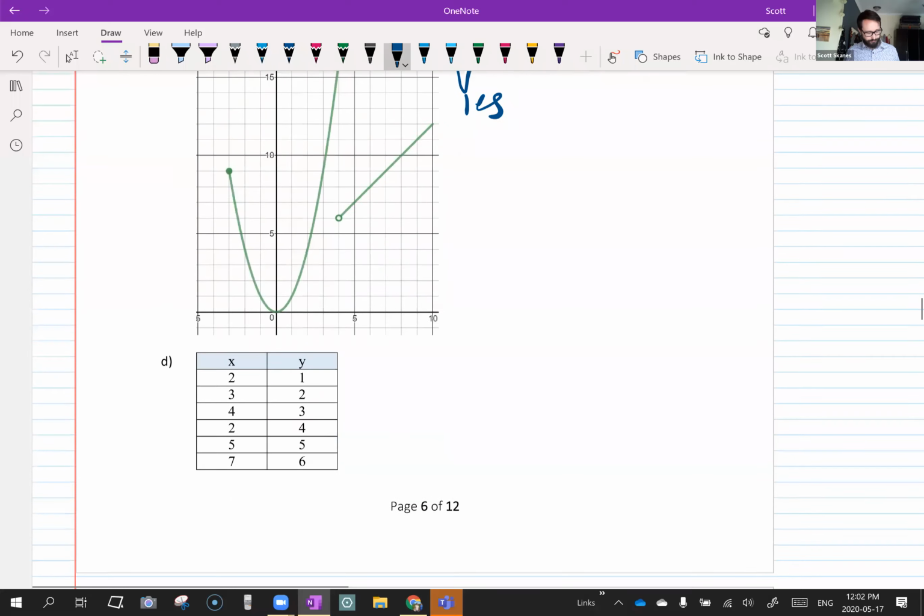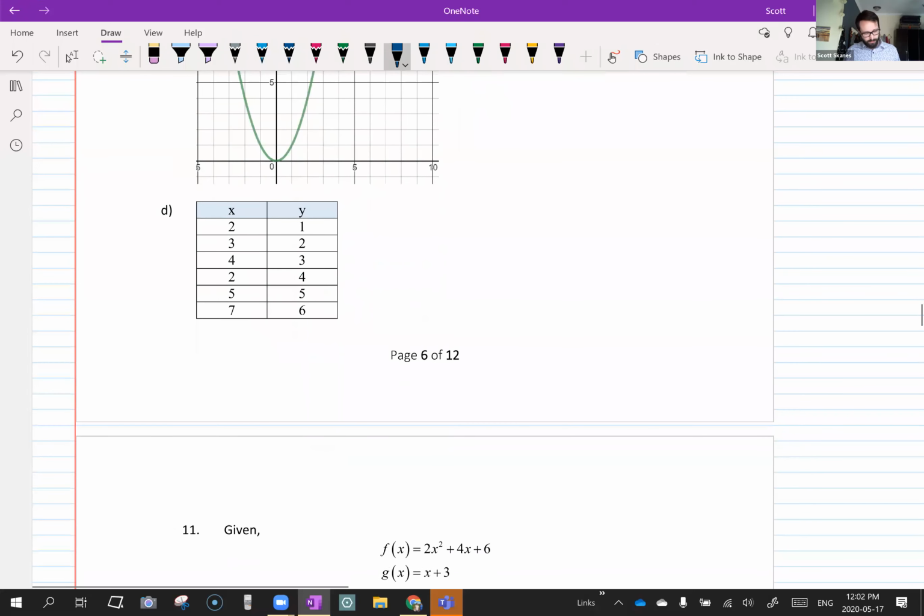All right? Is this a function? 2 maps to 1, 3 maps to 2. The problem here is 2 maps to 1 and 4. It's not a function. If all the x values only had unique y values, we would be okay. But there's a problem here. X maps to 2 things is bad.